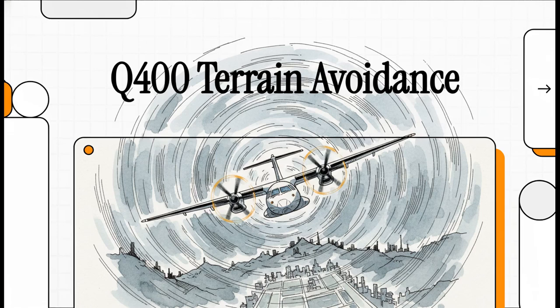Welcome to this explainer. Today, we're breaking down a highly critical, step-by-step emergency protocol, the terrain avoidance procedure for the Bombardier Q400 during a wind shear encounter on final approach. You know, when the ground is rushing up at you, there's absolutely no time to think. There's literally only time to execute. So our goal today is to help you memorize this exact flow effortlessly so it becomes pure muscle memory. Let's get right into it.